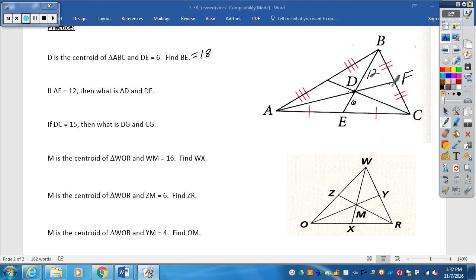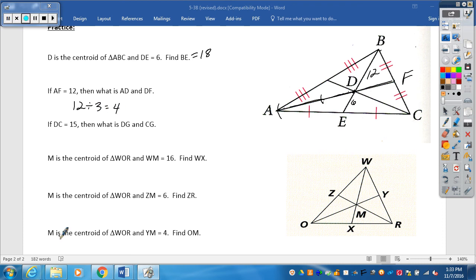So if I were to measure this with a compass and come down here, I'd have a mark here and a mark down there. So how many total congruent segments do we have right here? Remember, there's 1, 2, and 3. So if I take 12 divided by 3, that gives me 4, okay?